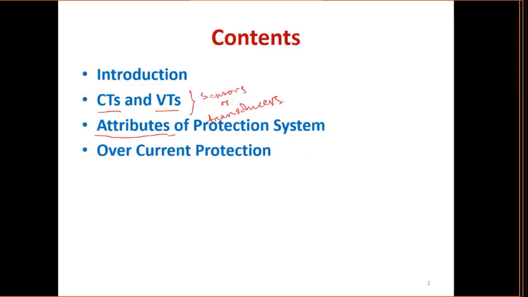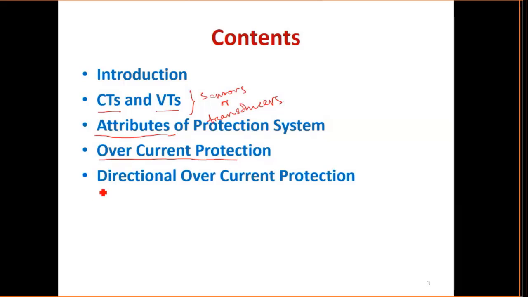Then we'll talk about the overcurrent protection. Generally, overcurrent protection is preferred in a distribution system, not in the transmission system. Why it is not preferred in the transmission system, we'll explain properly. And generally it is preferred in the distribution system. So we'll talk about overcurrent protection and the different kinds of relays used in this kind of scheme.